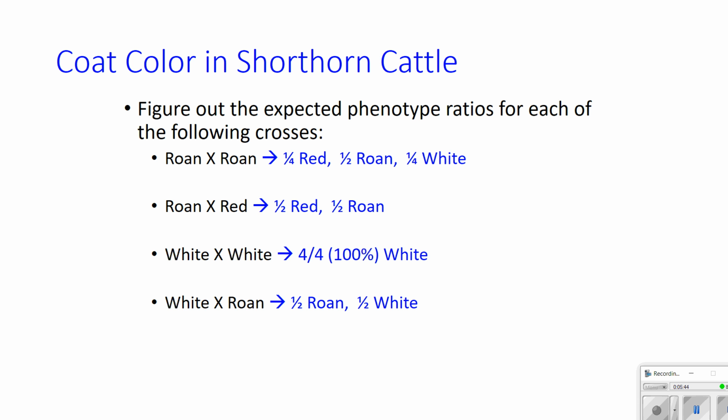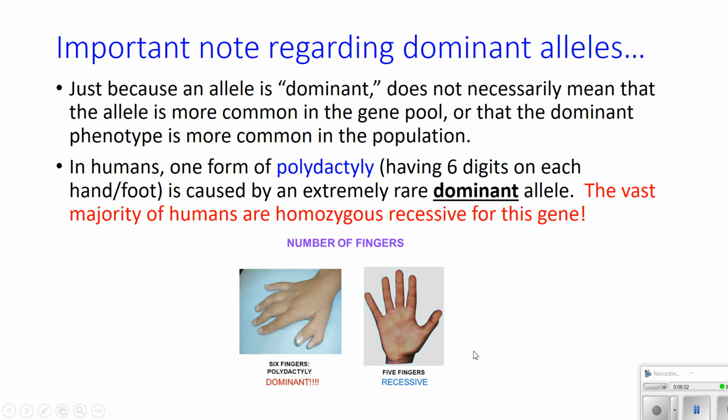Okay, and again, this is fur color in shorthorn cattle. And as I said, in certain breeds of horses, you see the same sort of pattern with red, white, and roan as well. That's a great example of codominance.